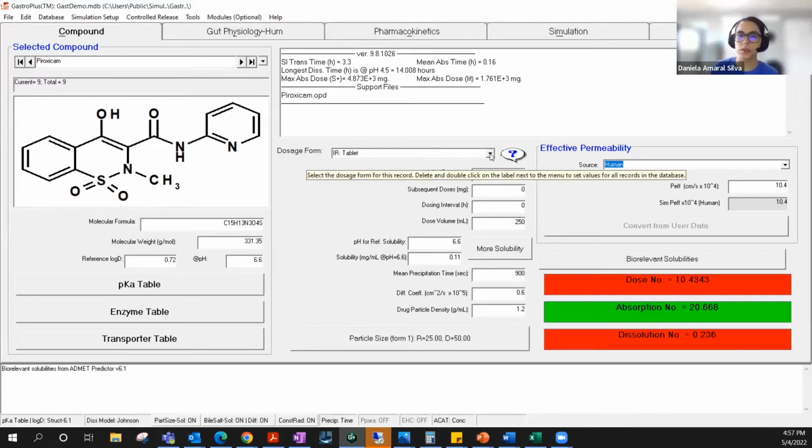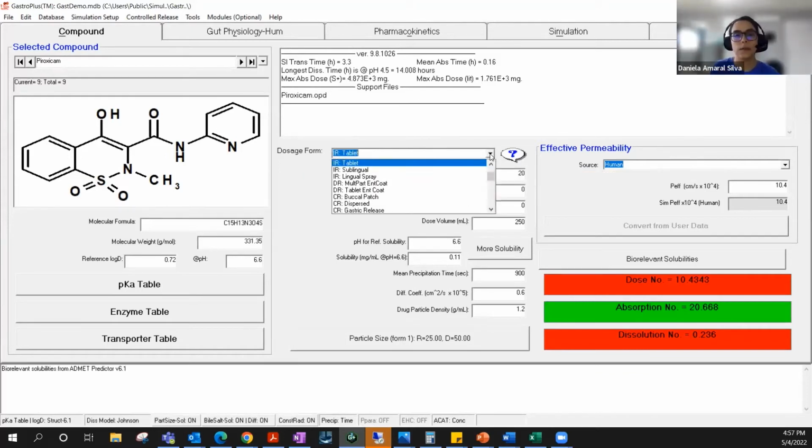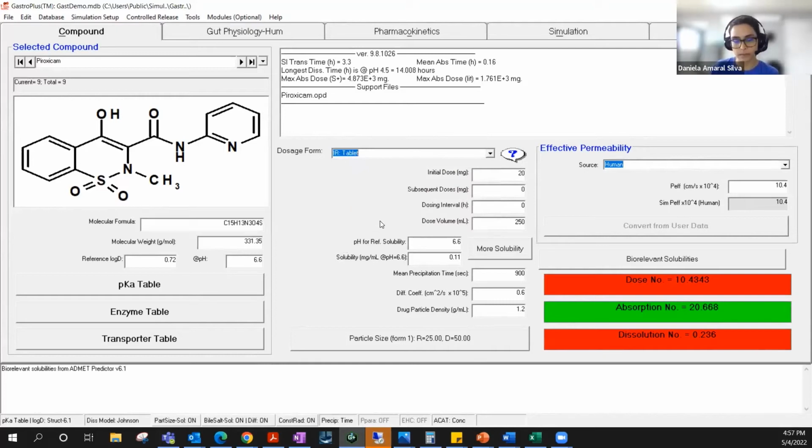So firstly, we started with an immediate release tablet, but then we also wanted to see, for example, a gastric release to see how that would impact or not the pharmacokinetics. And as Dr. Lobenberg mentioned earlier about dose volumes, here is where we would input the volume that was used when the patient was taking that drug.